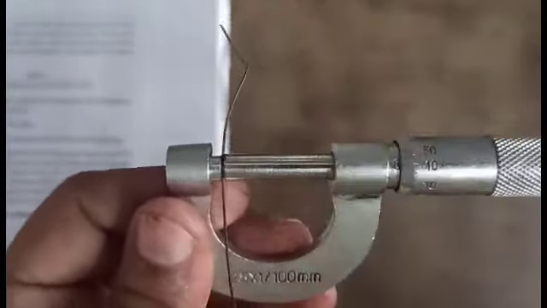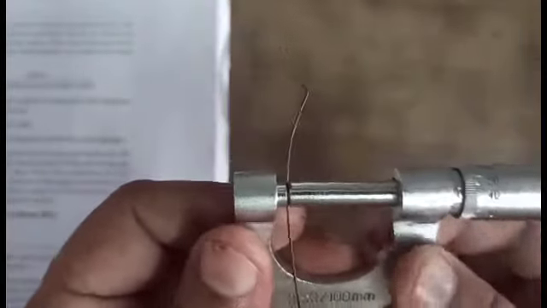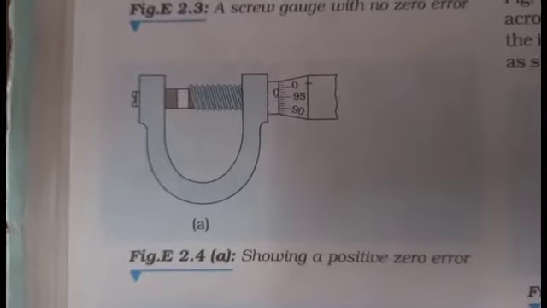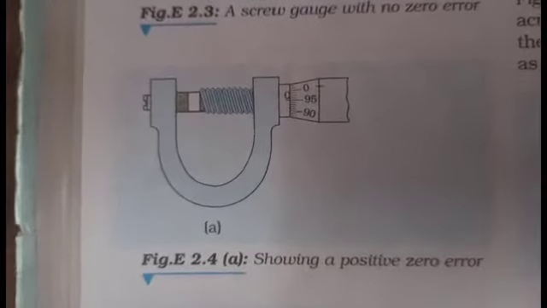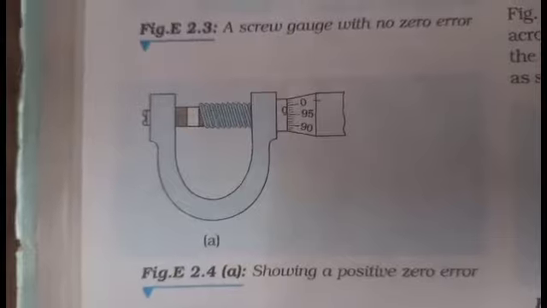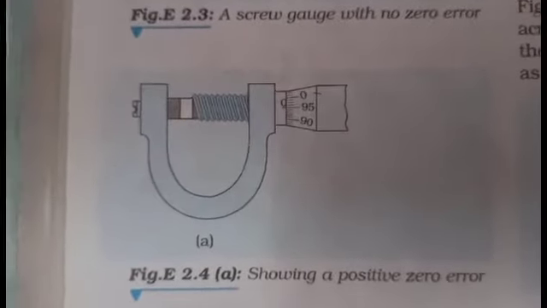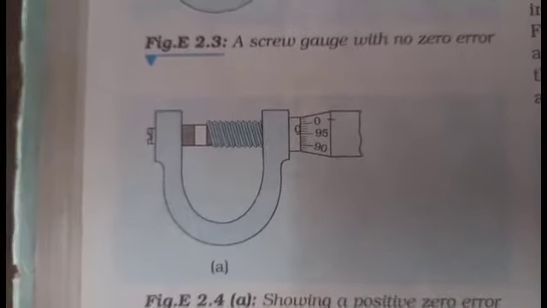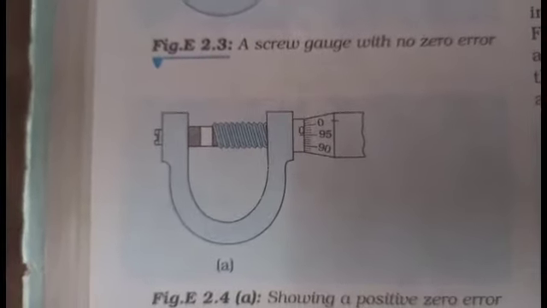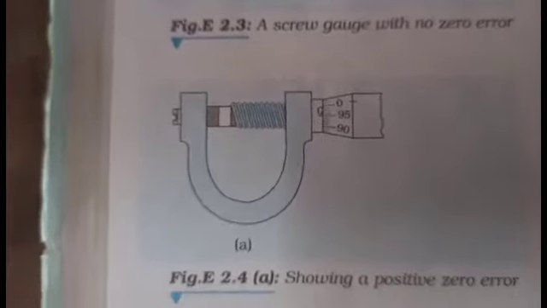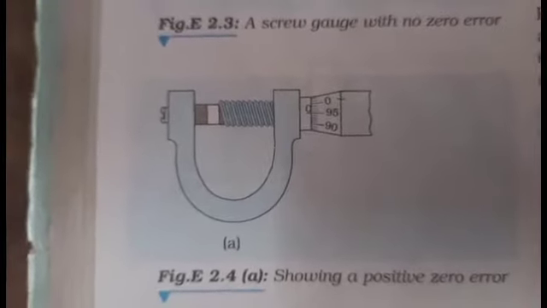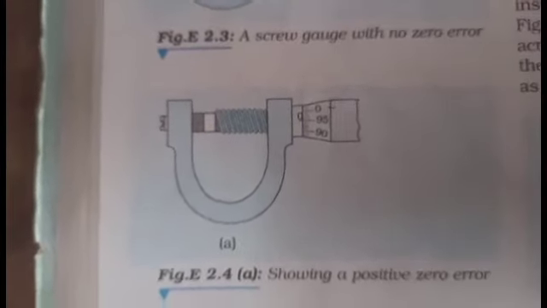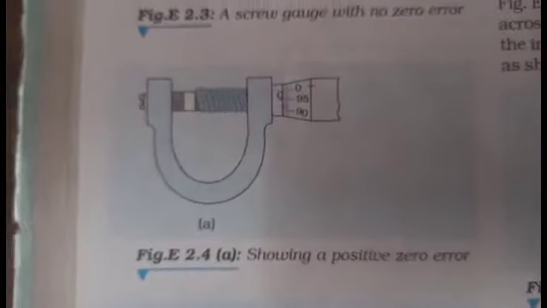Before taking observation, here we discuss error. In this picture 0 is not coincided with the horizontal line of the main scale. 0 lies above the horizontal line. So which division is coincided? The 95th division is coincided. Whenever you take observation, you start from 95 instead of 0. So you measure 5 divisions more with respect to the actual value. So here the error is positive and the correction is negative.